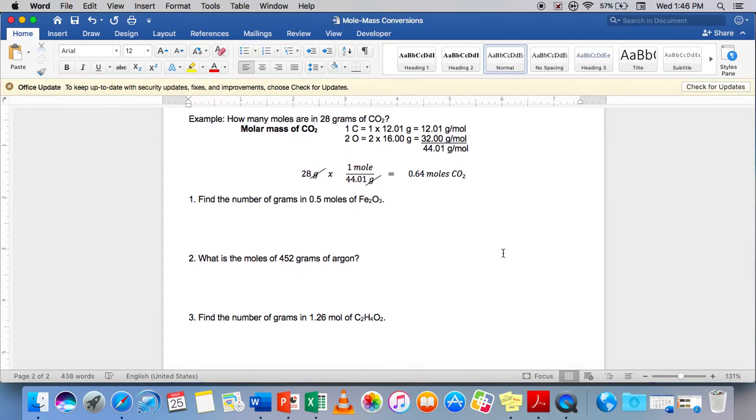Okay, so number 1 says find the number of grams in 0.5 moles of Fe2O3. So first thing to figure out is, what am I looking for? Well, it says find the number of grams, so I'm looking for the mass. Well, what am I given? I'm given 0.5 moles. So I'm starting with moles and I'm trying to find mass.